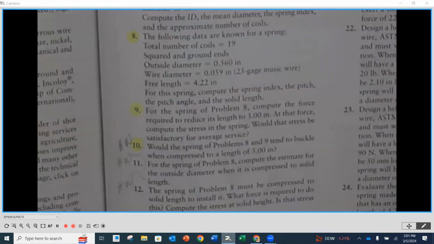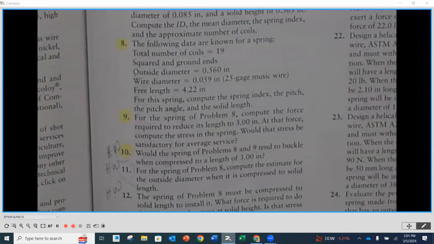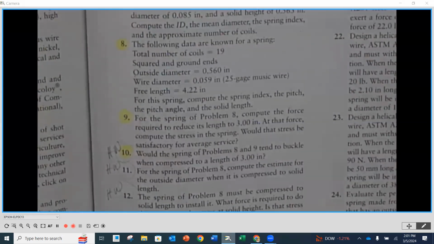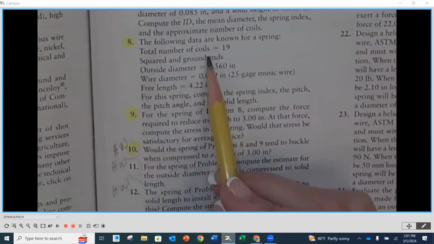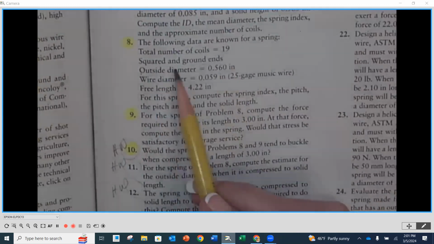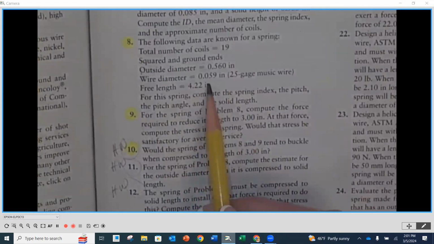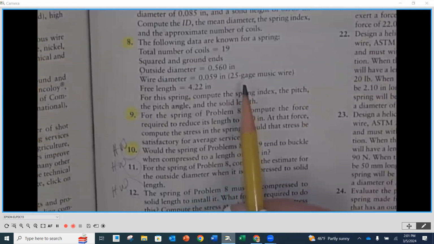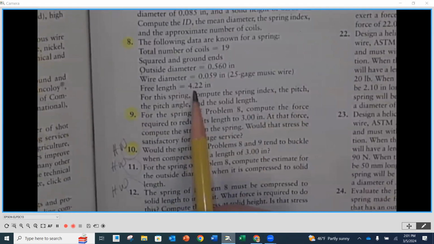And as we look at problem number 8, it says the following data is known about a spring. So here we've got a spring and we can measure some things about it. And now we want to try to figure out other things about it, like its working characteristics. So we've got 19 coils on a spring. They're squared and ground ends. The outside diameter is measured at 0.56 inches. The wire diameter is 0.059 and corresponds to a 25 gauge music wire. The free length is 4.22 inches.